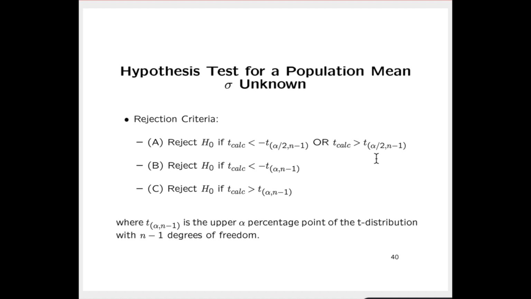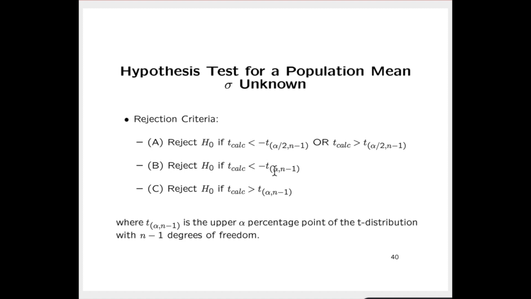If we're performing a left-tailed test, so hypothesis B, then we're going to reject for small values of our test statistic t-calc. In particular, we're going to reject the null hypothesis if t-calc is strictly less than negative t sub alpha comma n minus 1. And if we're performing a right-tailed test, hypothesis C, then we're going to reject the null hypothesis if our test statistic t-calc is large. In particular, if it's strictly greater than t sub alpha comma n minus 1.